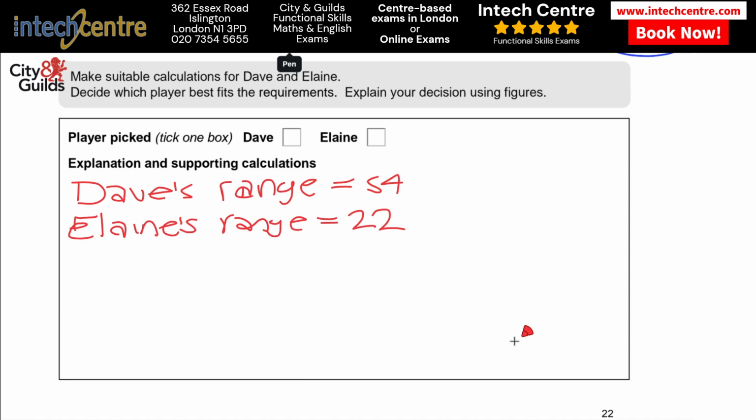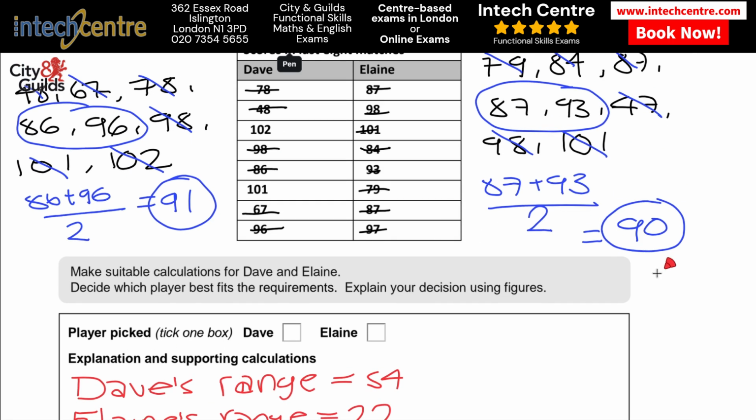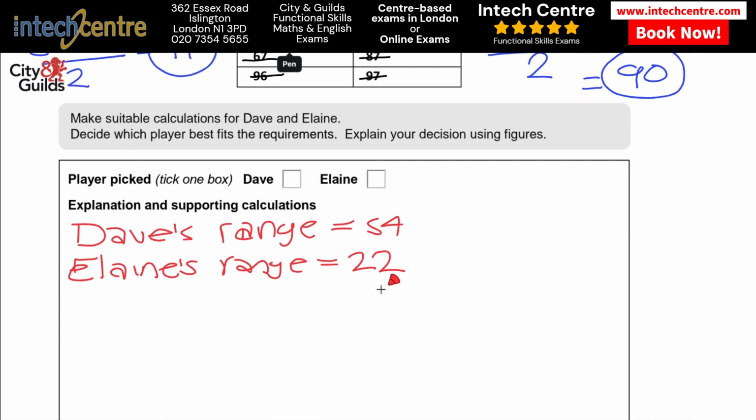So you could say Elaine is more consistent as her range is 22, which is smaller than Dave's range of 54. And her median score is 90, which is similar to Dave's median score of 91. There isn't much difference between them. So they're roughly scoring the same, but she's more consistent with her results. So the correct answer here would be Elaine.